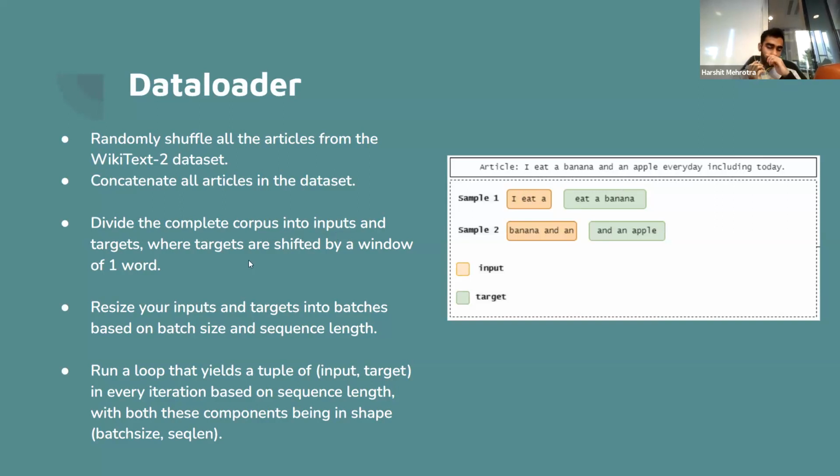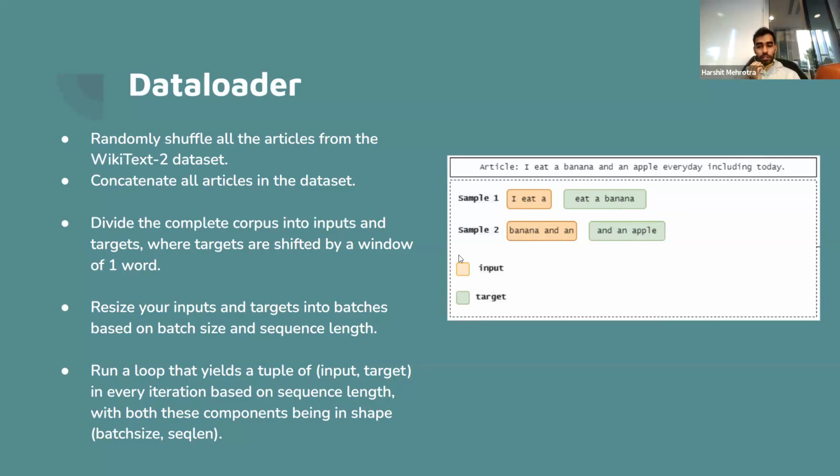Now, of course, each article has a different number of words in it, and you have just concatenated all the articles together after shuffling them. Once you concatenate all the articles, you basically have a long array of tokens, right? You have to break these tokens into sequences. Sequence length is a hyperparameter that you have to specify. So if your sequence length is 3, as it has been depicted in this figure, your first sample would be I eat a, your second sample would be banana and an, and the corresponding labels would just be shifted one time step to the right. So for I eat a, the labels would be eat a banana.